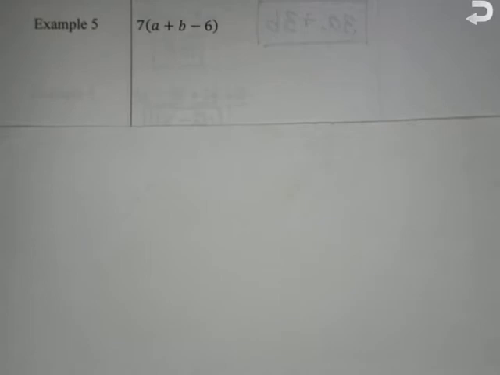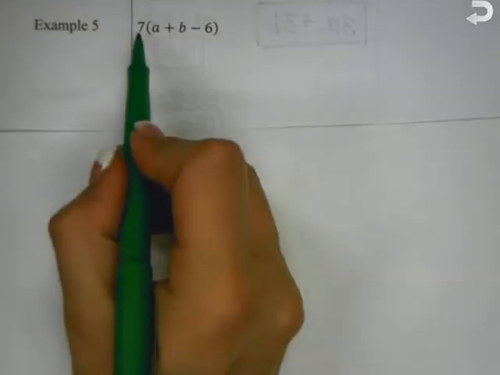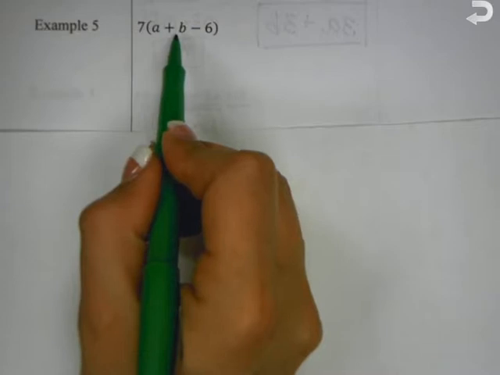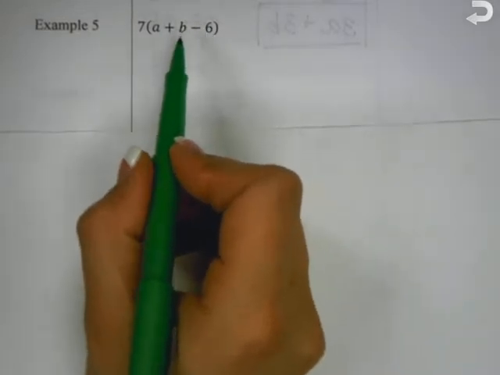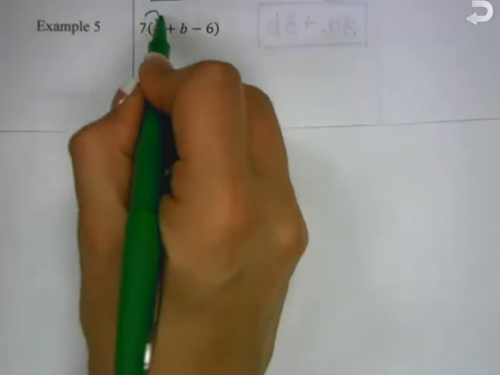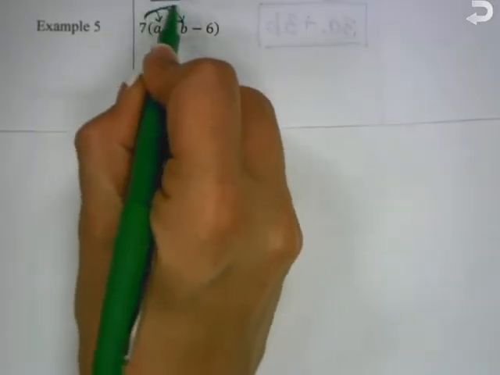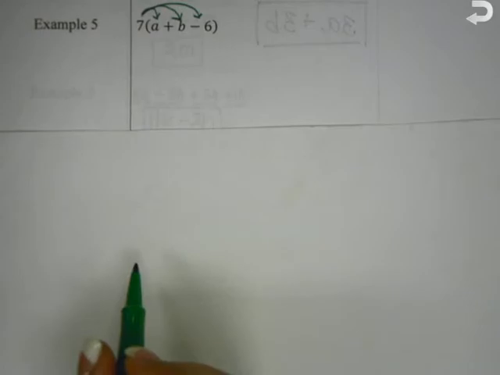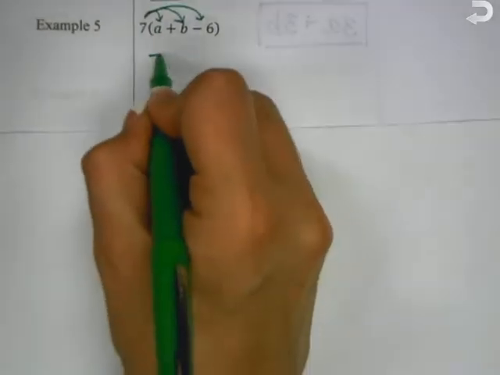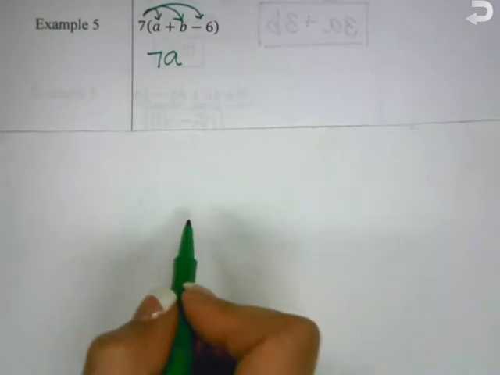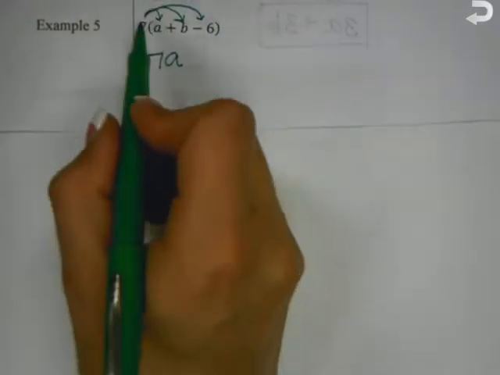So example 5, 7 times a plus b minus 6. Do you think because we're multiplying by 3 things it makes a difference? No, we're still distributing the 7 to everything on the inside. So we have 7 times a, which gives me 7a. 7 times positive b is plus 7b.